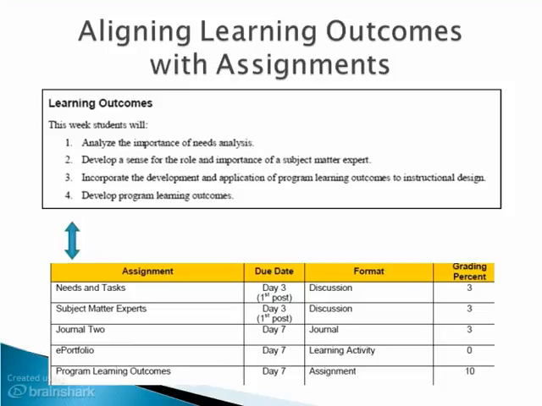discussion board assignment. The third and fourth learning outcomes incorporate the development and application of program learning outcomes to instructional design, and develop program learning outcomes directly correlate with the assignment program learning outcomes. Not only are the learning outcomes correlated to the assignments, but each assignment is directly correlated to the learning outcomes and the assignments. When you design your course, it is essential that you correlate learning outcomes, assignments, and assessments.